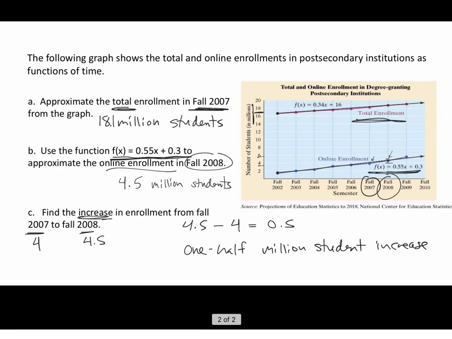from 2007 to 2008. And actually, if you look at the function, you'll see that the increase is 0.55, so our approximation is really, really close here.